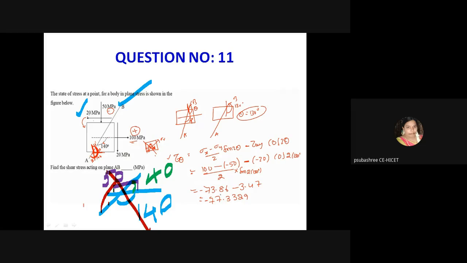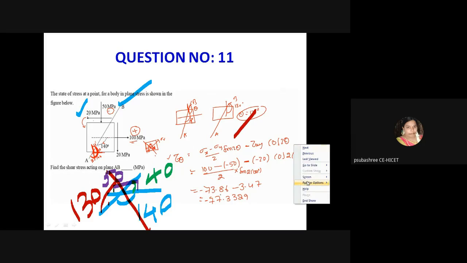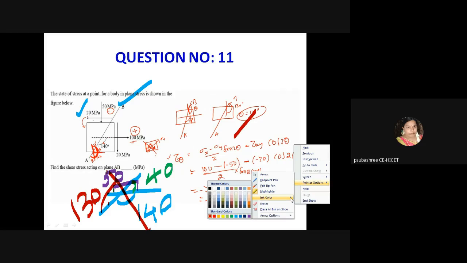Okay. So 180 minus 50 is 130 degrees. So what is the formula? Tau theta is equal to (sigma x minus sigma y) divided by 2 sin 2 theta minus tau xy cos 2 theta. So substitute sigma x value 100. Sigma y is 50, and since it is downward, it is minus, the compressive forces.